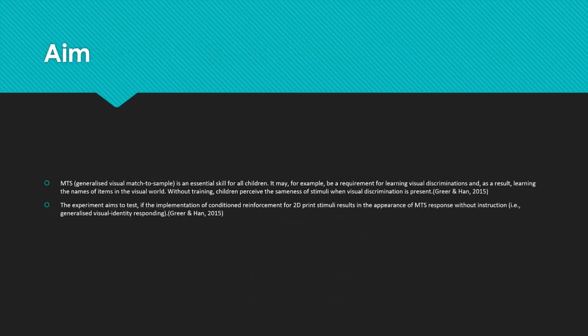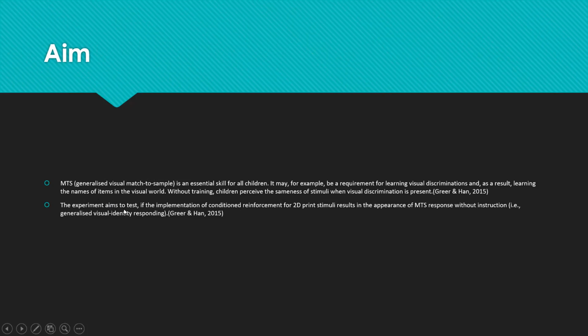And let's get started. Before we begin, let's get familiarized with this term, MTS, short for visual match to sample, which is an essential skill for all children. It may, for example, be a requirement for learning visual discrimination and, as a result, learning the names of items in the visual world. Without training, children perceive the sameness of stimuli when visual discrimination is present.